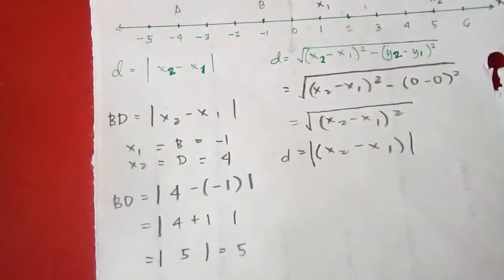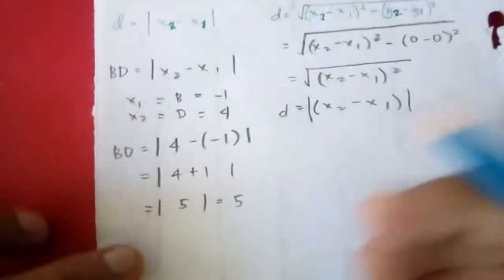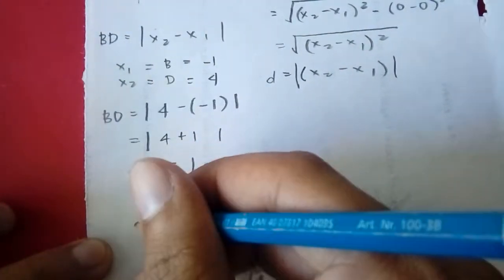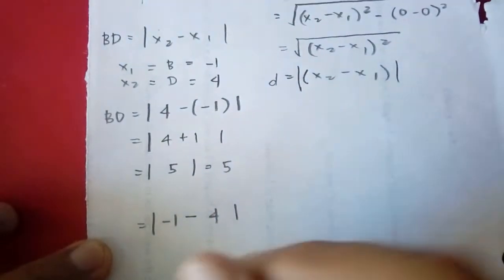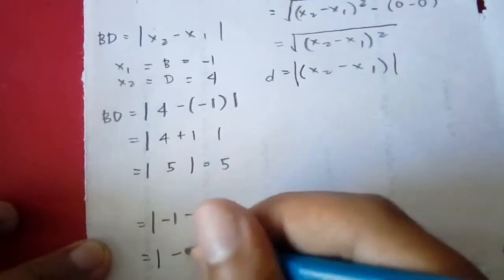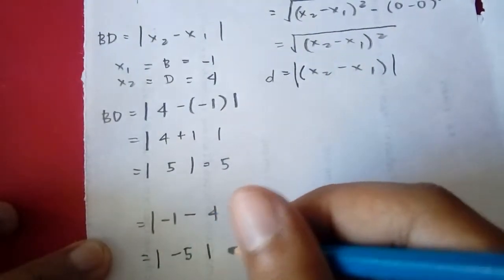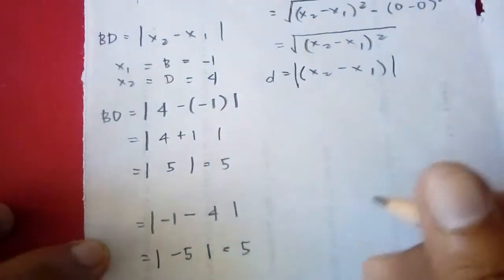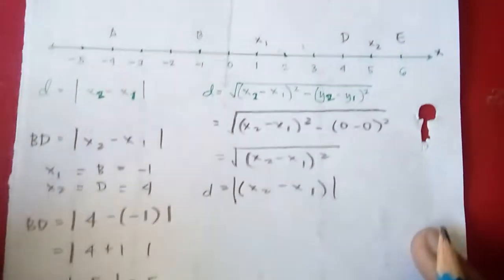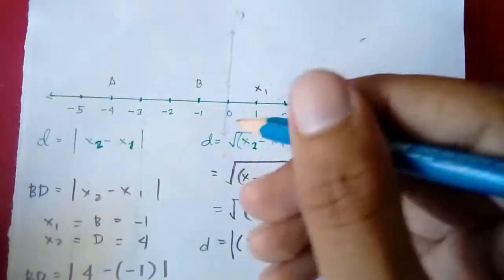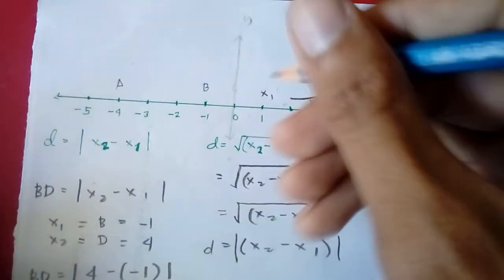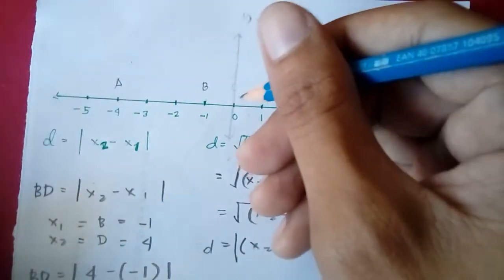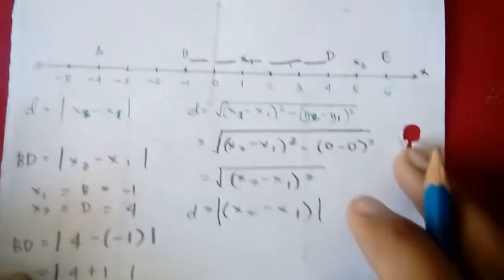And huwag kayong mag-alala kasi kahit mabaliktad dyan, I will show you. Kahit mabaliktad natin ang negative 1 minus 4, we have absolute value of negative 5. And the absolute value of negative 5 is 5. So we have BD. Yan. So count from B to D. We have 1, 2, 3, 4, 5. We have the distance of 5.